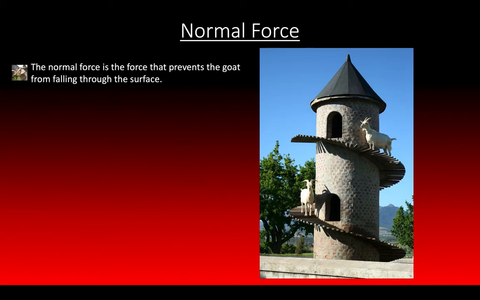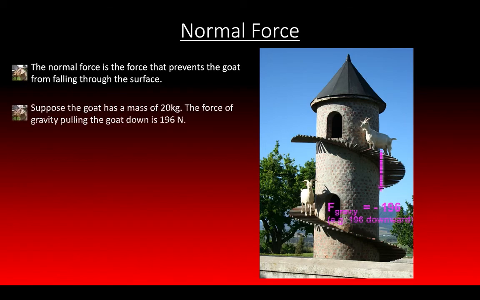So the normal force is the force that is right now preventing the goat from falling through the stairs down towards the center of the Earth. Just to throw some numbers in, let's say the goat has a mass of 20 kilograms. I multiply 20 times 9.8 and I find the force of gravity in the y direction is negative 196 newtons. So there is a 196 Newton downward force of gravity. And again, Newton is the metric unit of force.